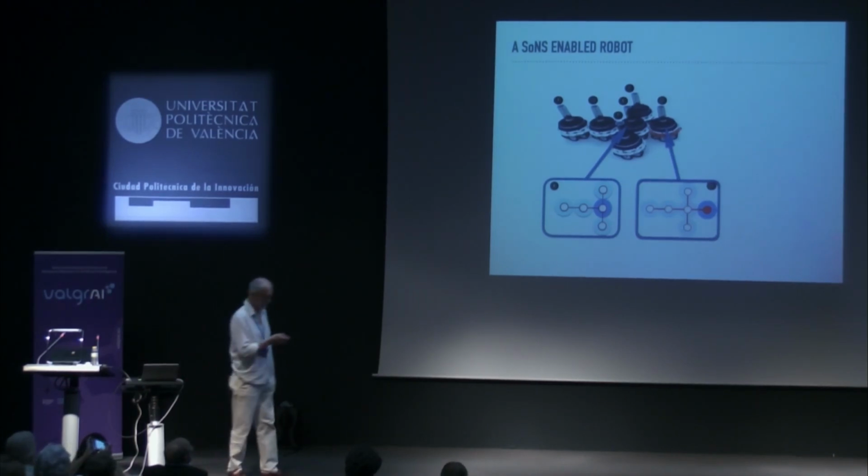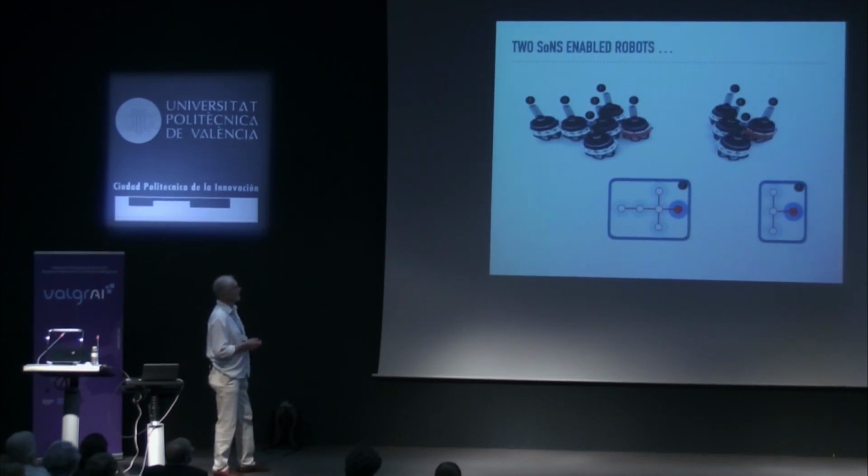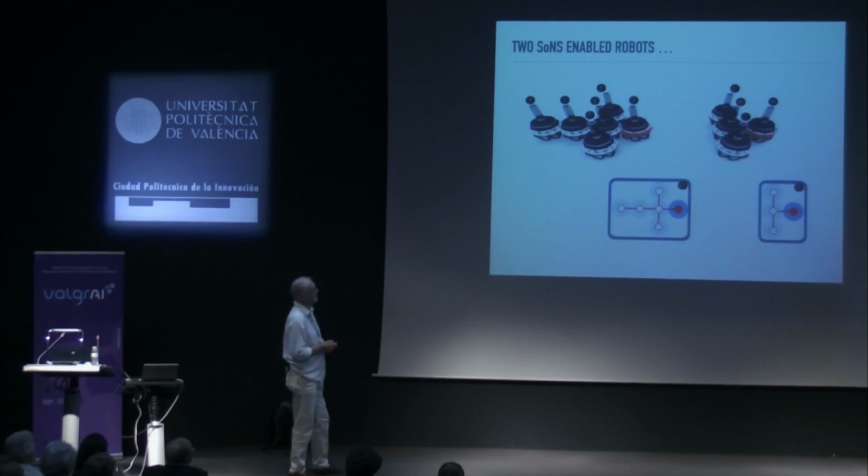So when you have two of these Sans-enabled robots, like here we have this one with a brain and this one with a brain, if they connect to each other, so let's say that this robot attaches to this one, this robot cedes control to this one, which was already controlled by this one, so it transmits all the information, and this brain here immediately has knowledge about all the body.